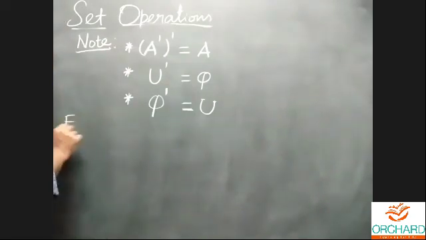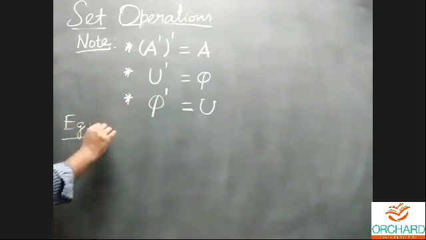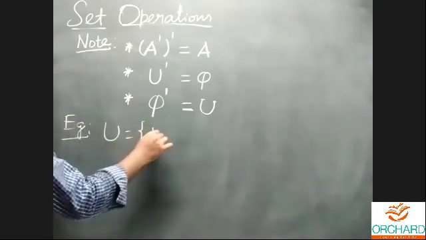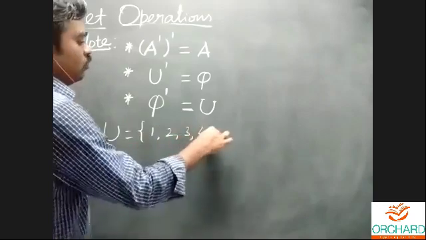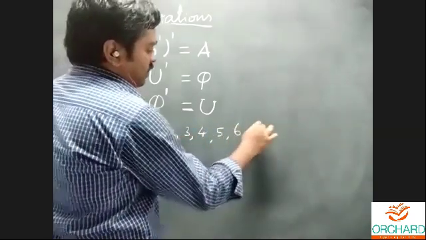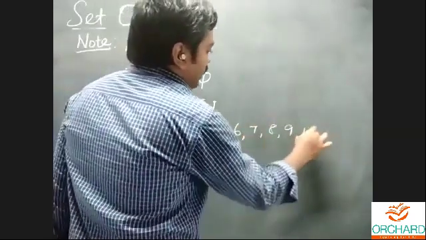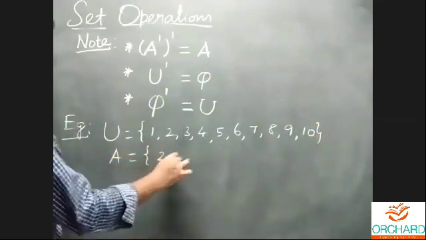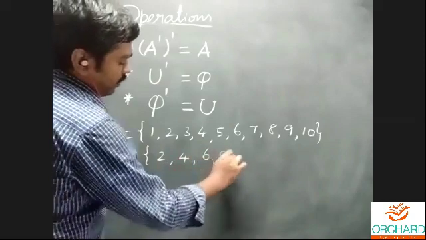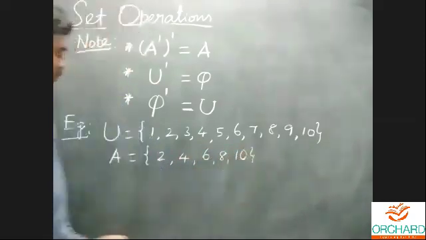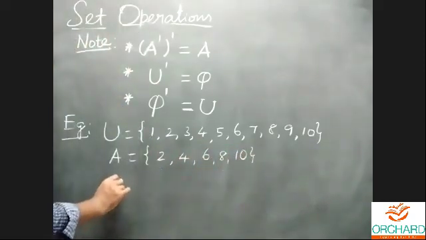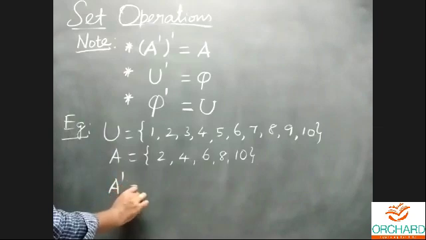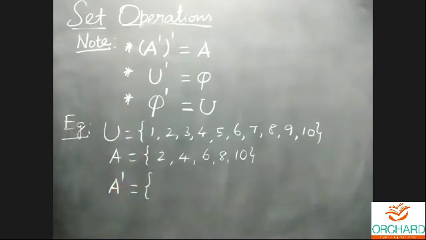An example. Universal set, the elements 1, 2, 3, 4, 5, 6, 7, 8, 9, 10. Set A, whose elements are 2, 4, 6, 8, 10. Now I can identify the complement of set A. Complement of set A means except the elements of set A.